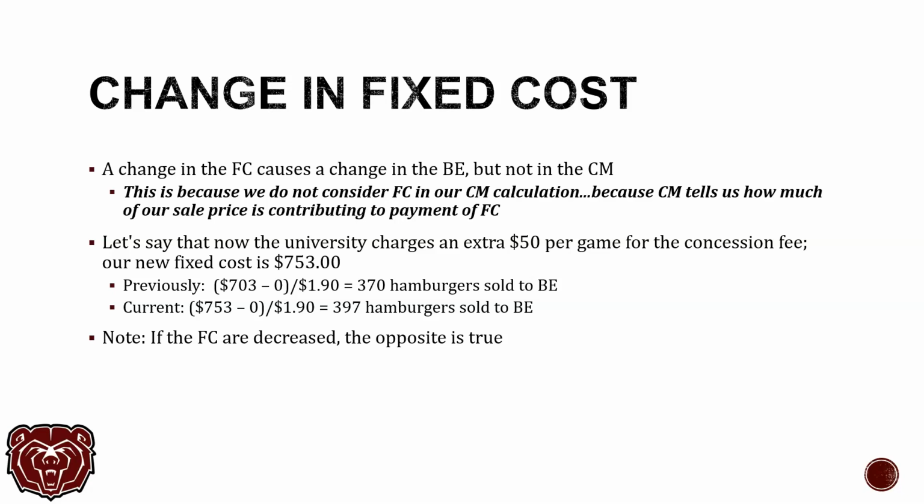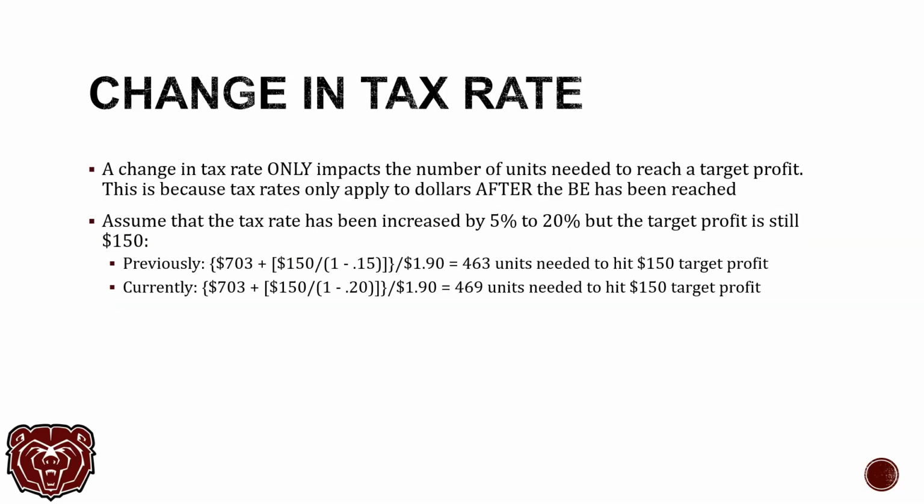Okay, so just take a note again that if the fixed costs are decreased, then the opposite is going to happen, right? So if we decrease fixed costs, it's going to decrease the number of units that we have to sell to break even. Change in tax rate. So the change in tax rate only impacts the number of units needed to reach target profit. Okay. The reason this is true is because the tax rates only apply to any dollars after we've met break even. So it applies to that first penny after we hit our break-even point, and anything after that.